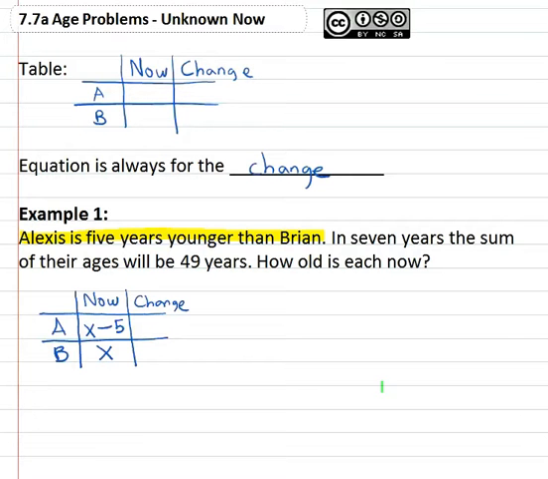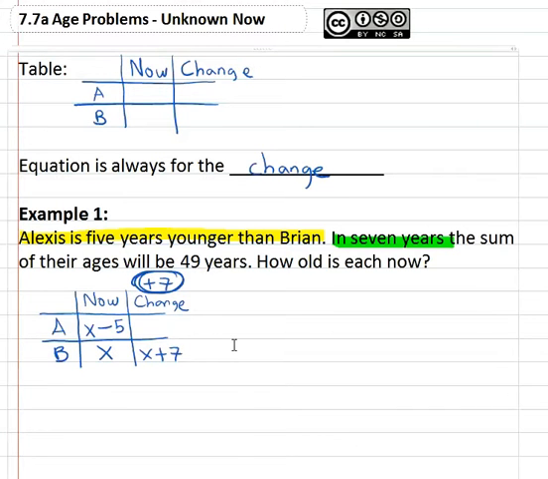Then there's some type of change that's described. In 7 years, we'll stop there. That tells us the change we're talking about. In 7 years, we're moving forward in time 7 years. So we're going to add 7 to each of these cells. Let's start at the bottom. Brian is just X. We're going to now have X plus 7 to show 7 years in the future. Similarly, with Alexis, we're going to add 7 to the X minus 5. And when we combine like terms, the -5 plus 7, we end up with +2.